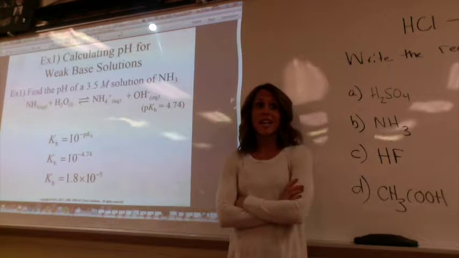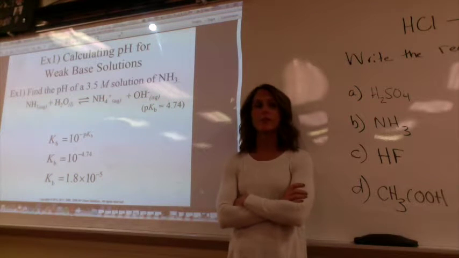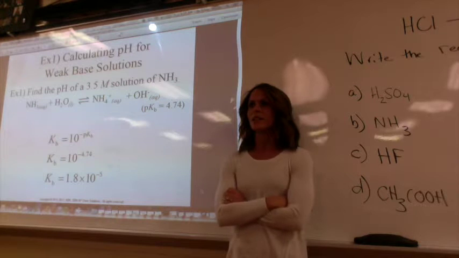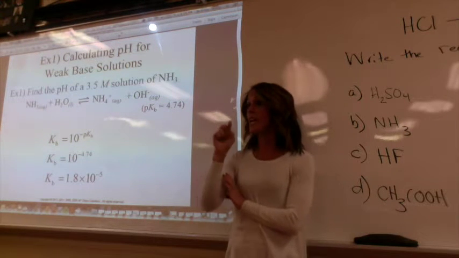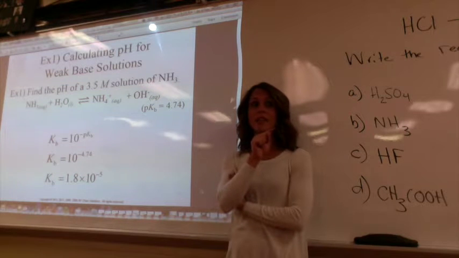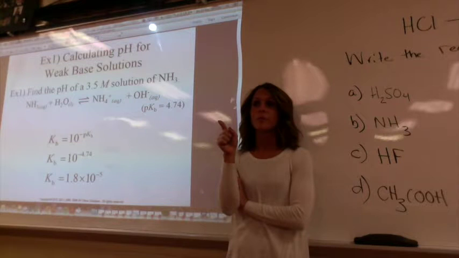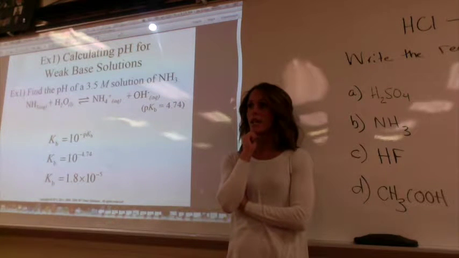But what could I do on the AP exam? I could give you a KA and still ask you to do it for a base. What do you do if I give you a KA and you recognize, hey, this is a base? Not that one. That would be if I gave you a PKA. If I gave you a PKA, then you could do 14 minus the PKA to come up with a PKB. I would do KW. Right, KW is equal to KA times KB, okay?